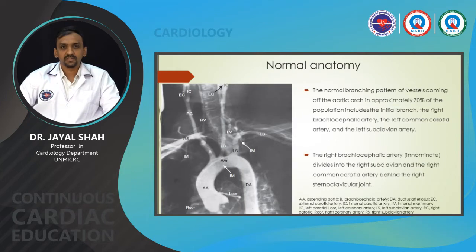So to start with, this is the normal anatomy of the aortic arch with normal branching patterns of vessels coming from the aortic arch in approximately 70% of population. The right brachiocephalic artery divides into right subclavian and the right common carotid artery behind the right sternoclavicular joint, and the arch further gives off the left common carotid and then the left subclavian artery.